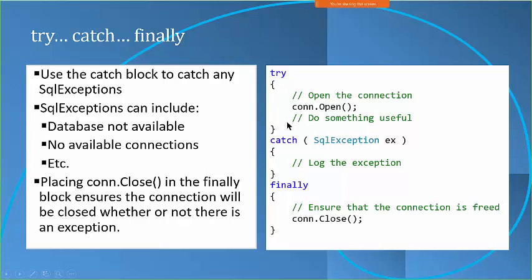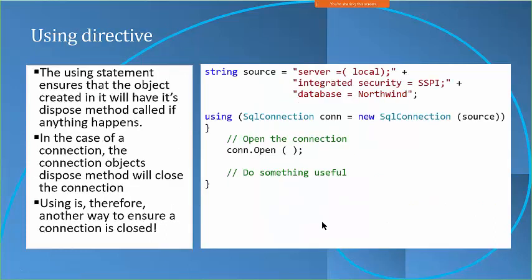So often you're going to do your work with a try catch, and the exception you'll catch is the SQL exception, and decide how you want to respond to that exception here. And then often you put the close in a finally. Except that often, while that would probably work, we tend to use a using directive instead.